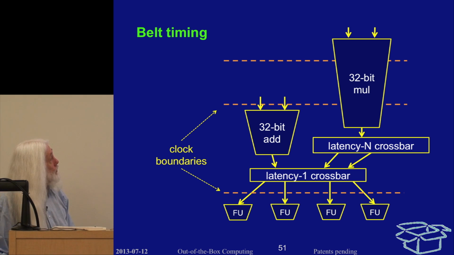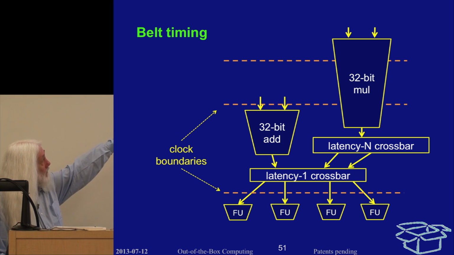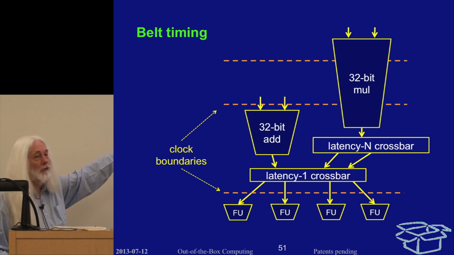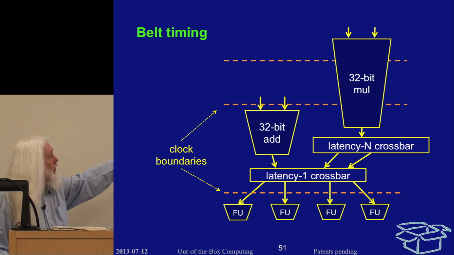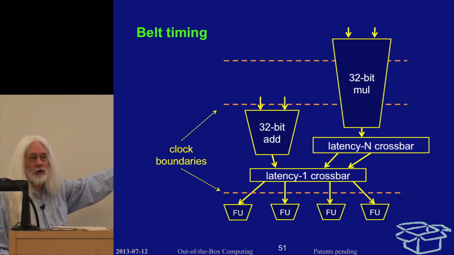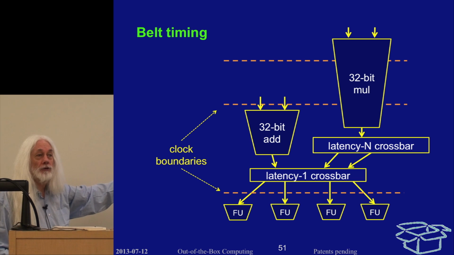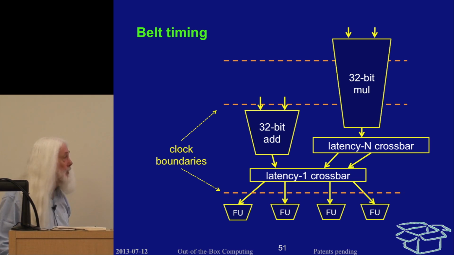Everybody else, the multiplies and what have you, they're running across several clock boundaries internally to do their thing. They can use a little bit of that trailing cycle because the latency n crossbar doesn't use the whole of the cycle, so they can make use of a little bit of it. Then the results go through the latency n, through the latency 1, and out to the consumers. So that's the way the timing works internally.